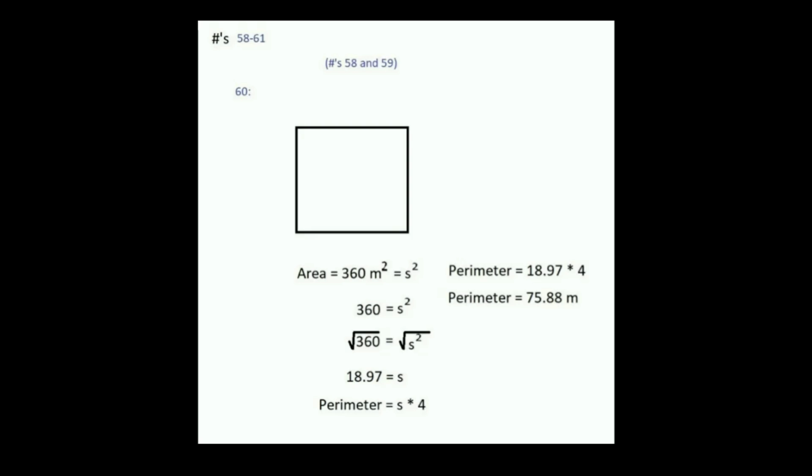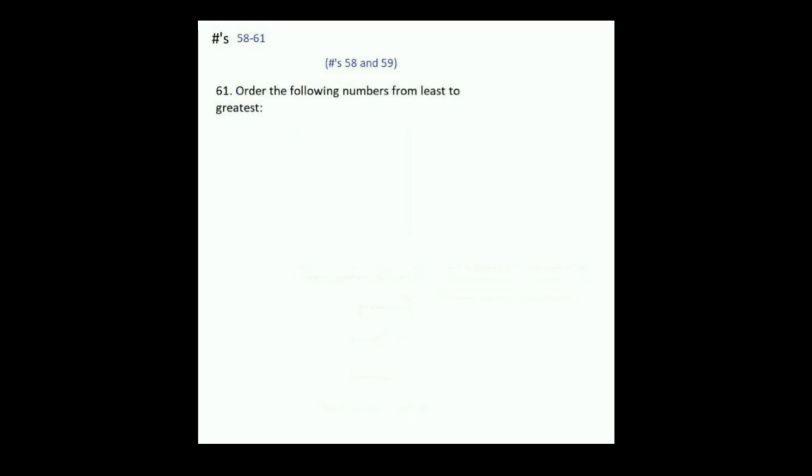Going on to the last problem for tonight, number 61. Number 61 asks us to order the following numbers from least to greatest. Here are our four numbers: 2 1/5, 2.22 repeating, the square root of 5, and 2.25. Our strategy is the same as it has always been.